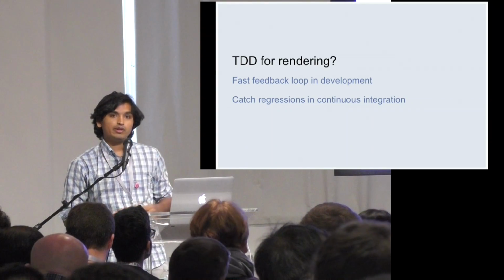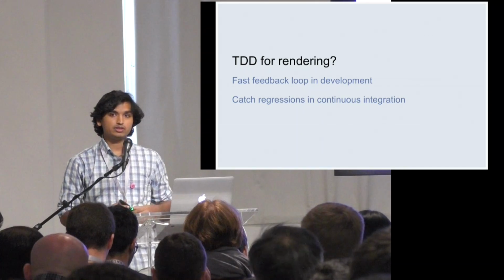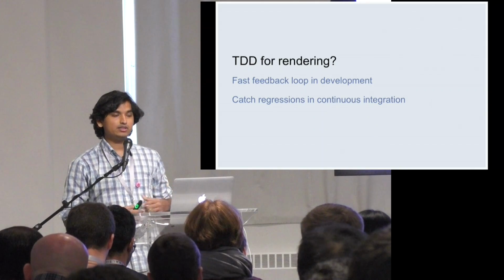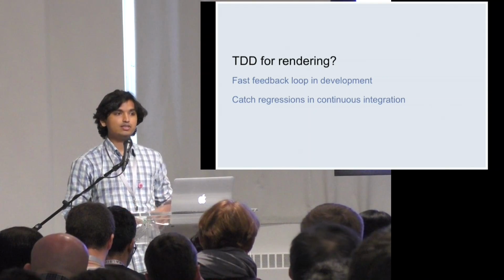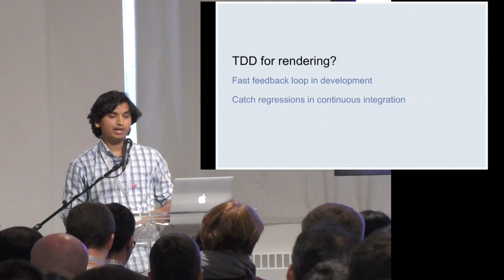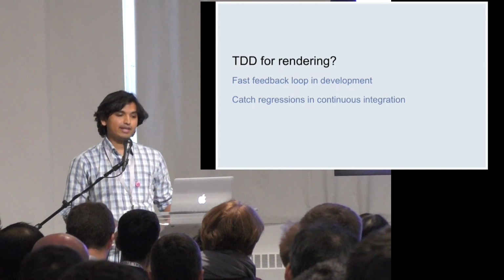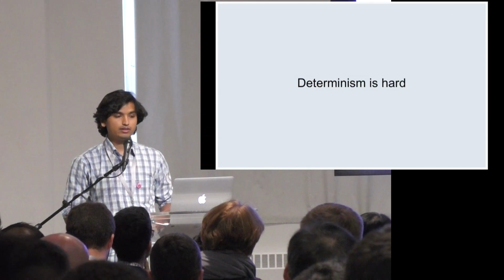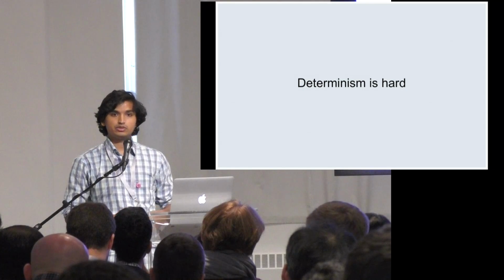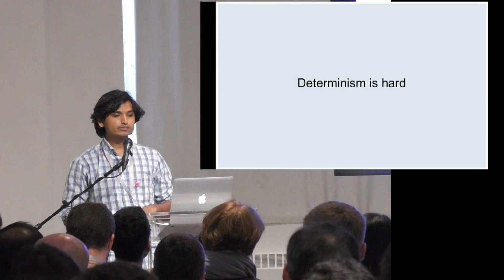And the second thing I want is that I want to be able to catch regressions in continuous integration. So if a view changes, I need to know that it's changed. And sometimes it's going to be changing in bad ways, and I need to know when it changes in a bad way. The problem with the second part is that determinism is hard. It's not that there are no ways to do screenshotting. In fact, Monkeyrunner does do that.